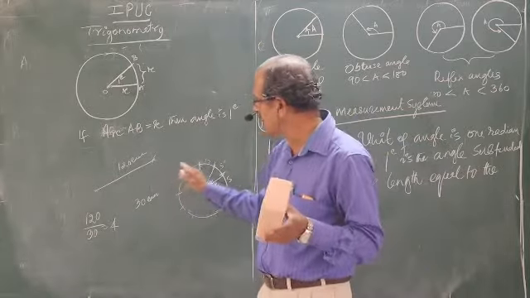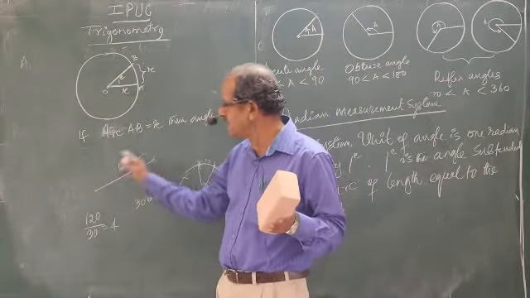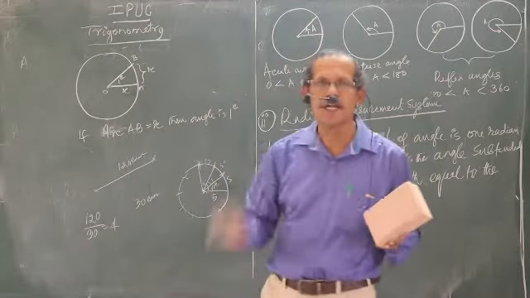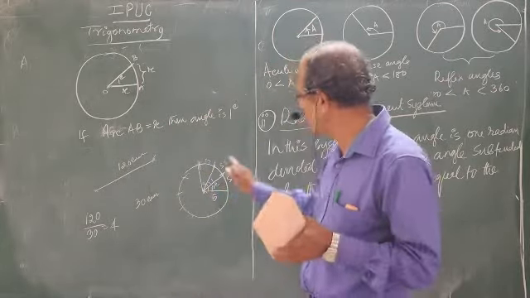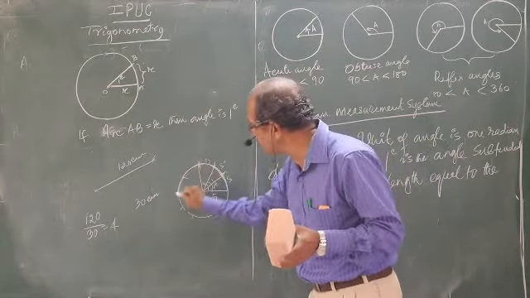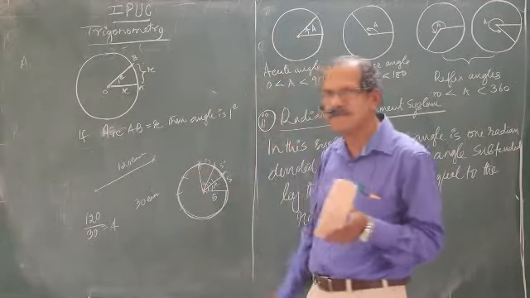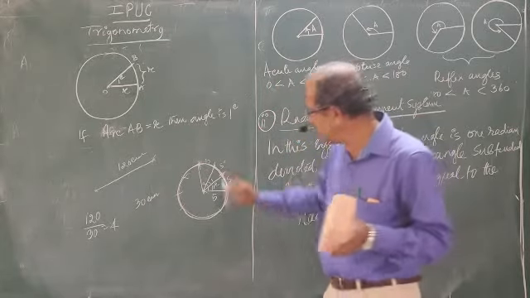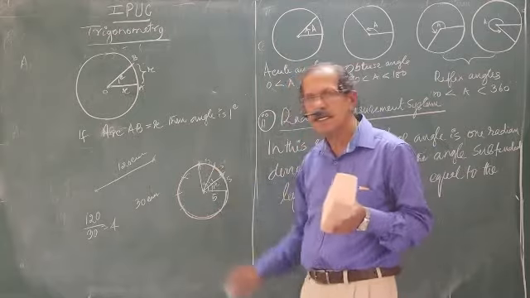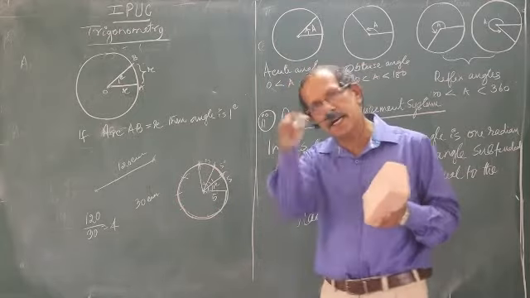That means what have you done? The entire length of the wire is divided by the length of each piece, and you get the number of pieces. Here also you have to do the same thing. What is the total length of the wire? A full circle is the length of the wire. What is the length of each piece? 5 centimeter. So what is the total length of the wire? Circumference. That you already know.